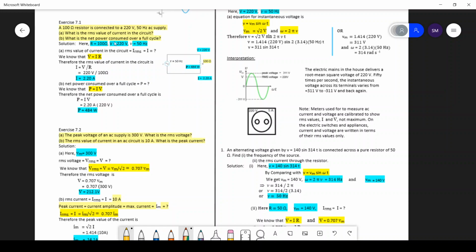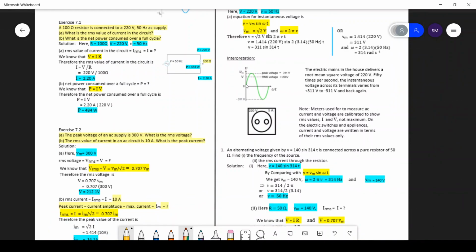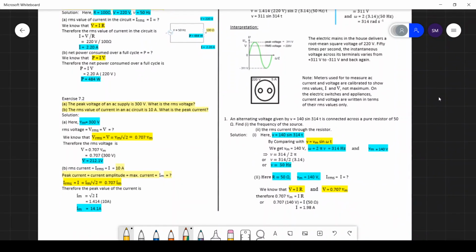What is the net power consumed over a full cycle? So this is one cycle. So what will be the power consumed in one cycle? That is given by P equals IV. So we know the value of I and we know the value of V. So the power consumed will be 484 watt.